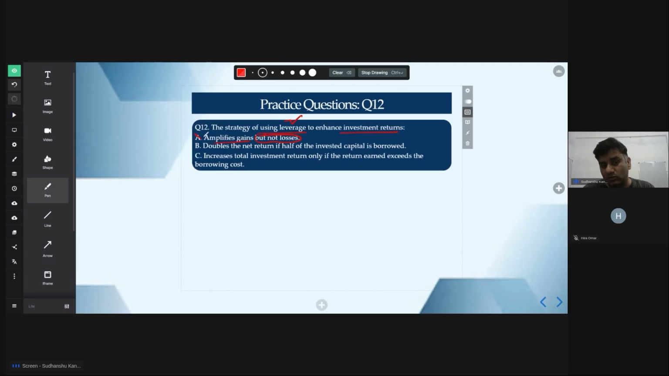So this is wrong. Doubles the net return if half of the invested capital is borrowed, right? Now this part is doubles the net return, right? See, there's no surety of doubling the net return. Leverage does not give you a sure return, right? Leverage only gives you that you can make that return. You can double the loss also, right? So that also doesn't work out.